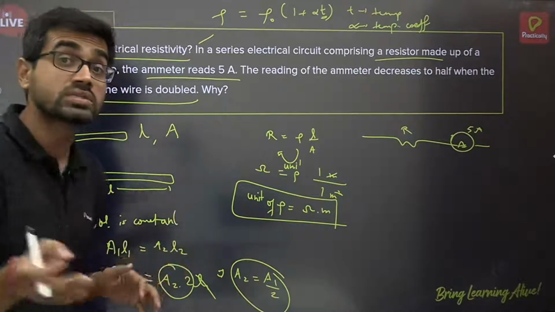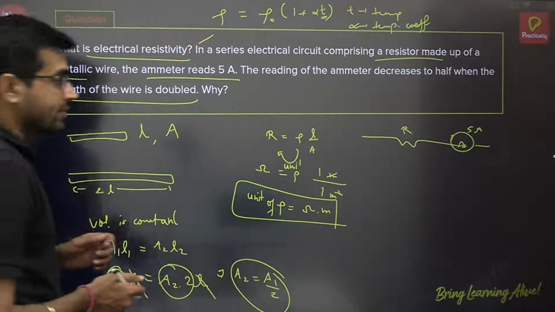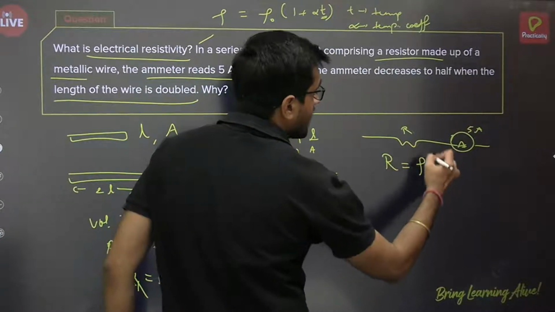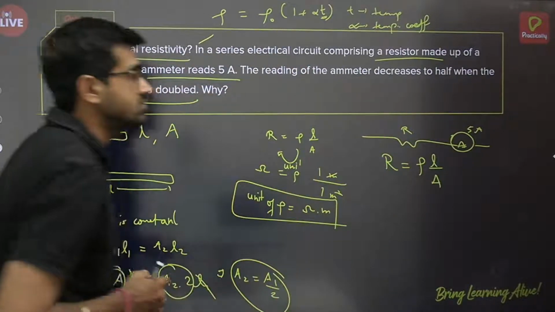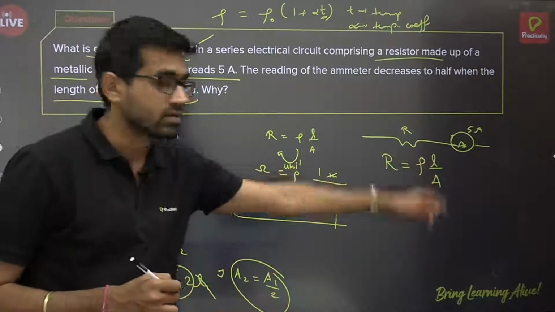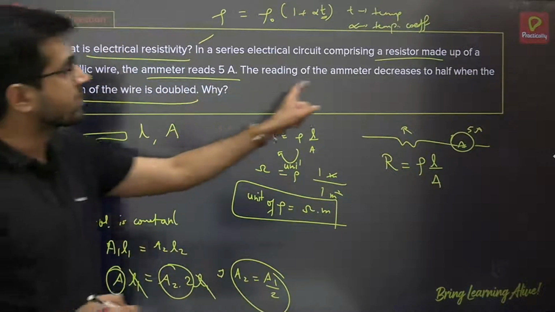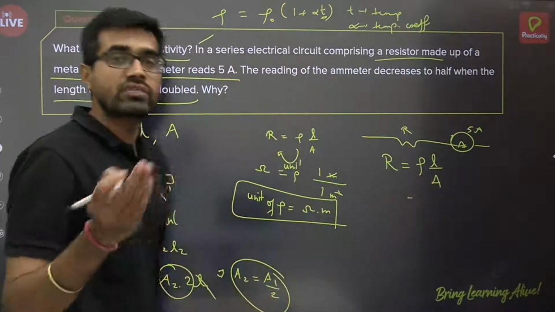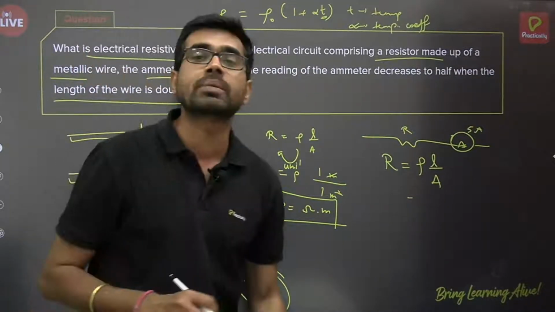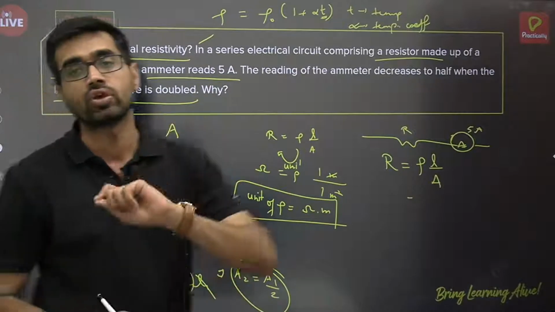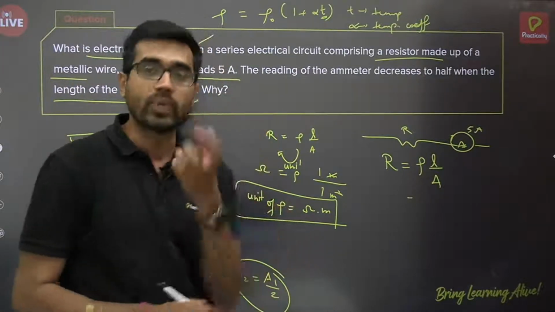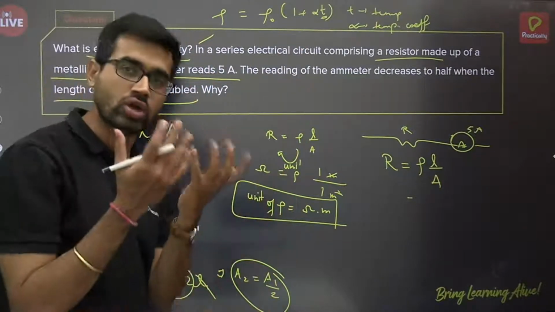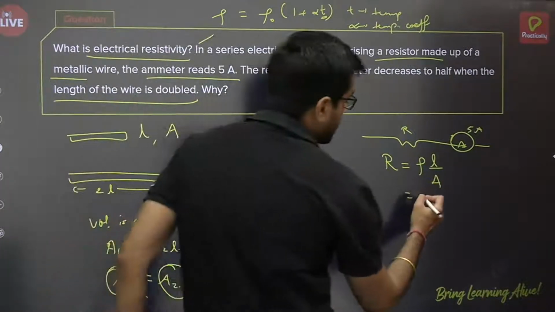Now this simply means the net effect on the resistance. What is resistance? Rho L by A. Rho L by A, right? So it is saying the reading of the ammeter decreases to half. Let's find out. The resistivity of the wire will not change because I told you it's a material property and does not depend on length or area. It's a constant for the type of material. It depends on temperature though, but we are not talking about it. So we keep the same rho.